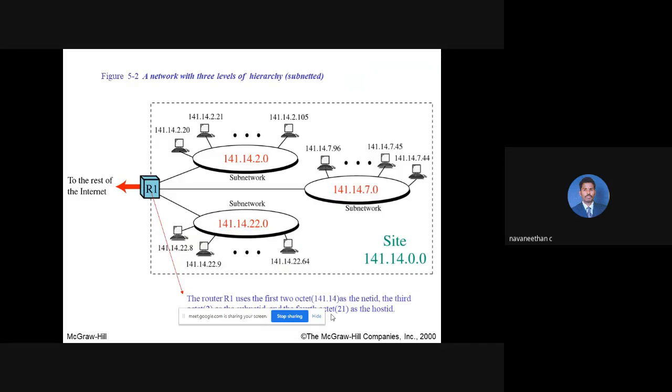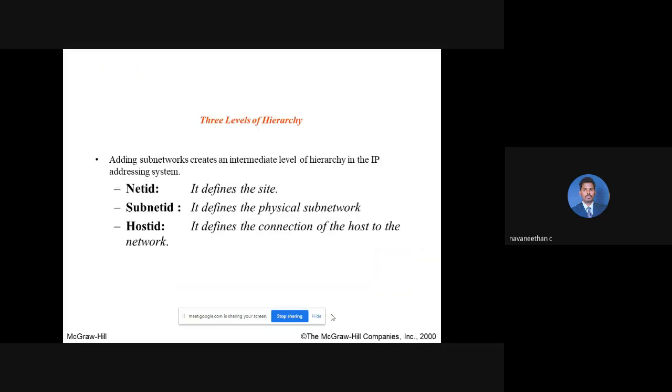Just see here again. Instead of two, we now have three levels of hierarchy. That means in this 2.0, we have all the series with respect to 2, and in this 7, we have all the series of 7. That means 141.14 with respect to 7, we have all its series. Again, with respect to 22, we have all its series. Clear? Fine. That's why we prefer subnetting. Normally we prefer only two levels of hierarchy. For subnetting, we prefer the third level, that is the subnet level.